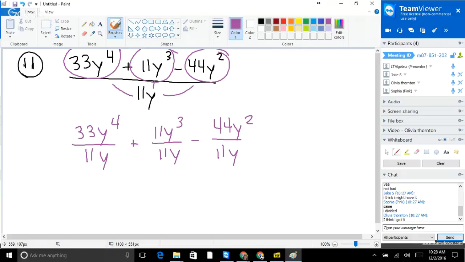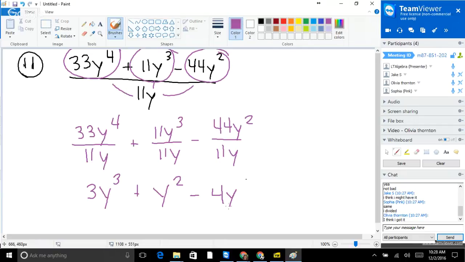Okay, so 33 divided by 11 is 3, right? Yep. And then y to the fourth divided by y is y to the third. Okay. 11 divided by 11 is just 1. And y to the third divided by y is y squared. Minus. And then we've got 44 divided by 11, which is 4. And y squared divided by y is just y.